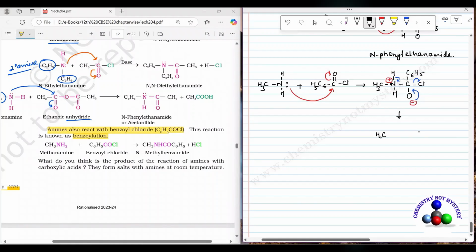This is CH3. Here nitrogen is bonded with 1 hydrogen, and this is carbon. Now double bond is formed between carbon and oxygen, and this carbonyl carbon is bonded with C6H5. Now write the name of this amide. In this amide, methyl group is bonded to nitrogen. So the name of this amide will be N-methyl, and this amide is benzamide. So you will write benzamide.